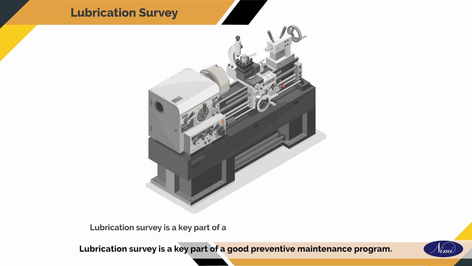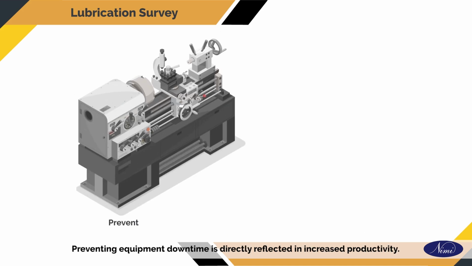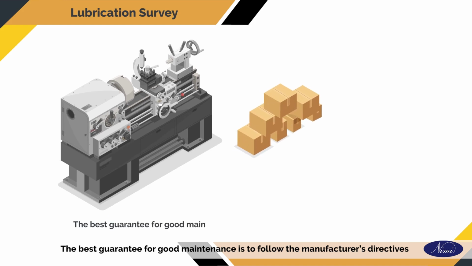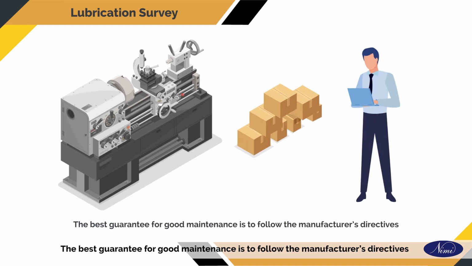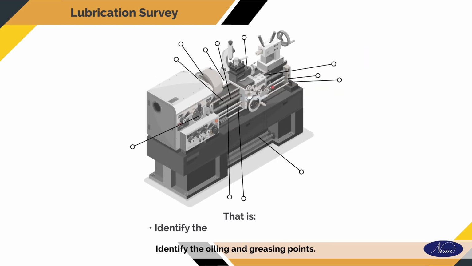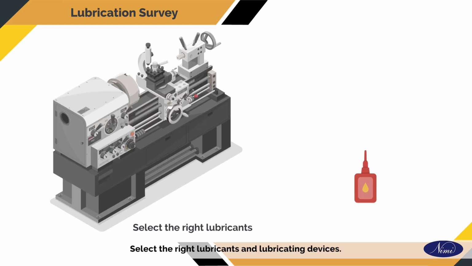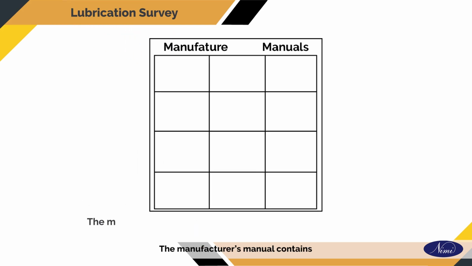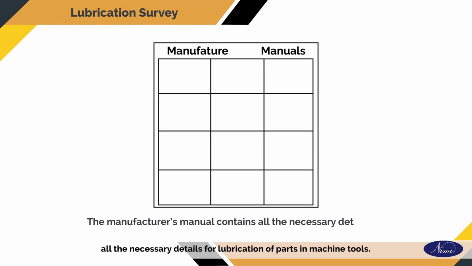Lubrication survey is a key part of a good preventive maintenance program. Preventing equipment downtime is directly reflected in increased productivity. The best guarantee for good maintenance is to follow the manufacturer's directives for the use of lubricants and greases. That is, identify the oiling and greasing points, select the right lubricants and lubricating devices, and apply the lubricants. The manufacturer's manual contains all the necessary details for lubrication of parts in machine tools.